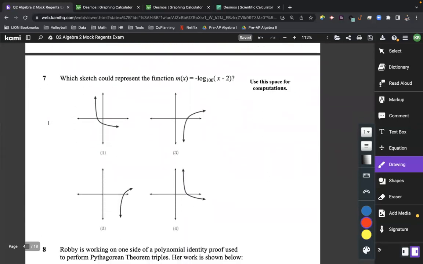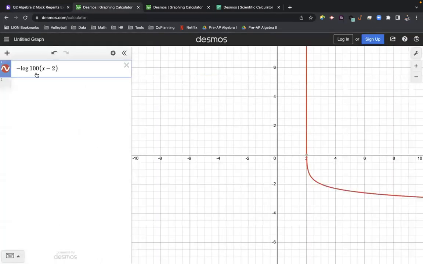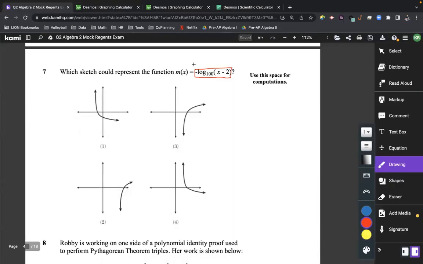Okay. For number 7, I also pre-populated in the Desmos calculator. So which sketch could represent this function? So literally all you had to do was take this information right here and graph it on your calculator, and whichever image was the closest is the one that would be your answer. So I did that for you guys here. Negative 100 to the x minus 2.